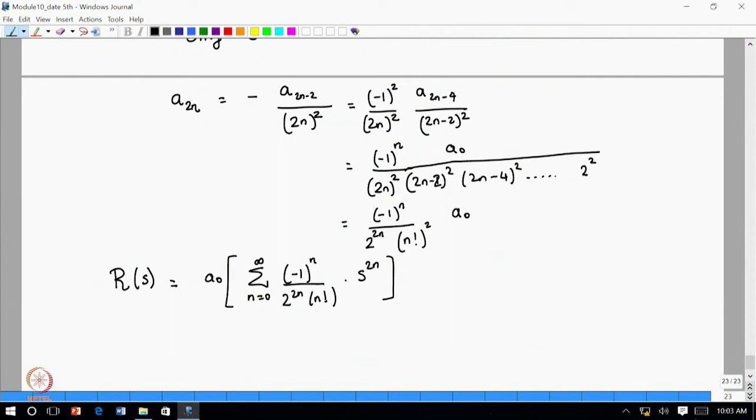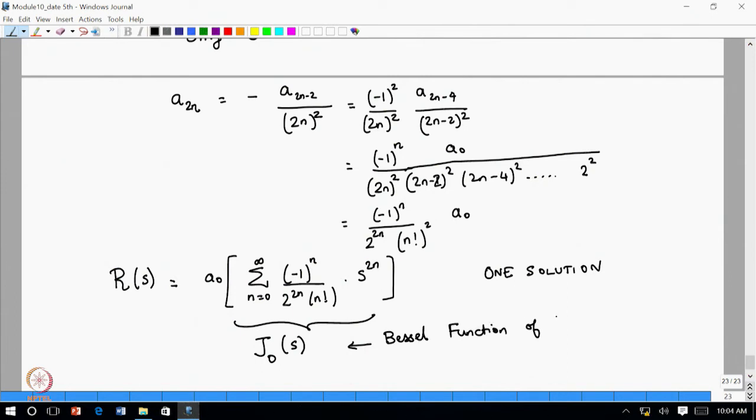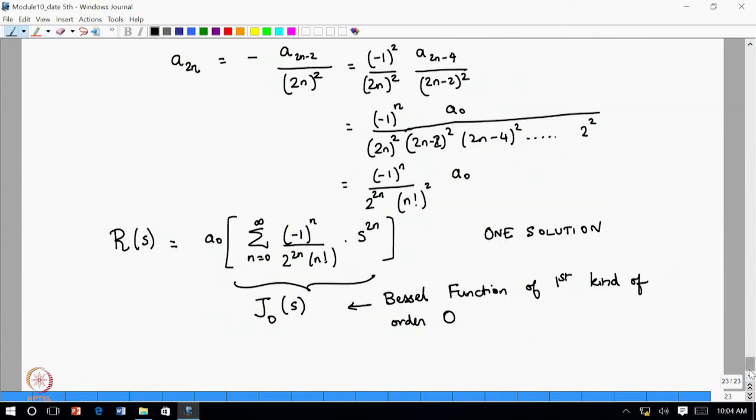Now this is only one solution. Incidentally, this quantity is called Bessel function of order 0, J 0 of s. This is Bessel function of first kind of order 0. So, it is denoted as J 0 of s.